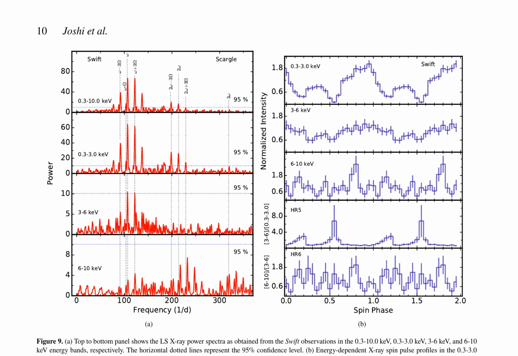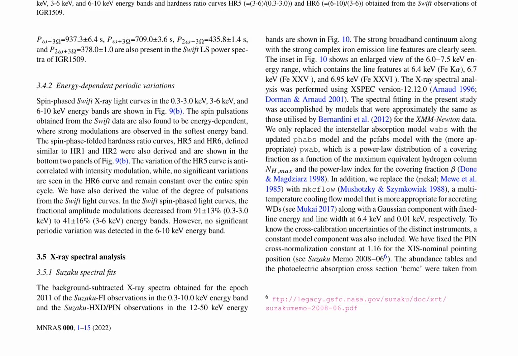The energy-dependent X-ray spin pulse profiles in the 0.3–3.0 keV, 3–6 keV, and 6–10 keV energy bands show strong modulations in the softest energy band. The spin phase folded hardness ratio curves, HR5 and HR6, are derived, with the HR5 curve varying anticorrelated with intensity modulation, and no significant variations in the HR6 curve.